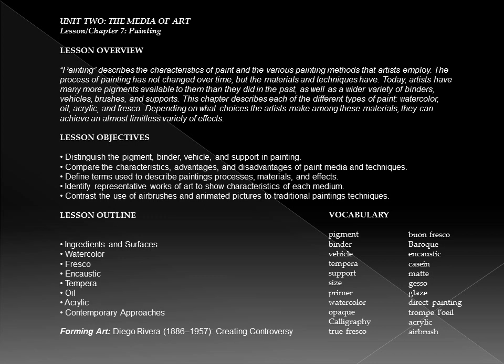This is Unit 2, the Media of Art, Lesson 7, Painting. Painting describes the characteristics of paint and the various painting methods that artists employ. The process of painting has not changed over time, but the materials and techniques have. Today, artists have many more pigments available to them than they did in the past, as well as a wider variety of binders, vehicles, brushes, and supports.